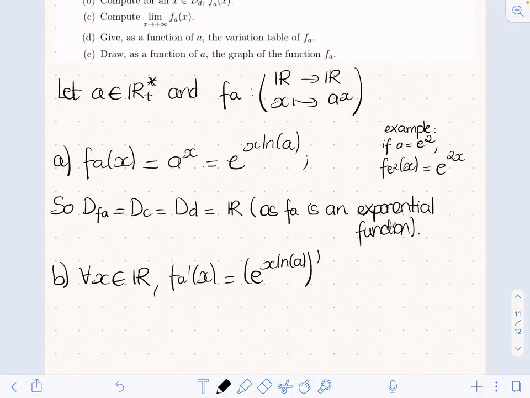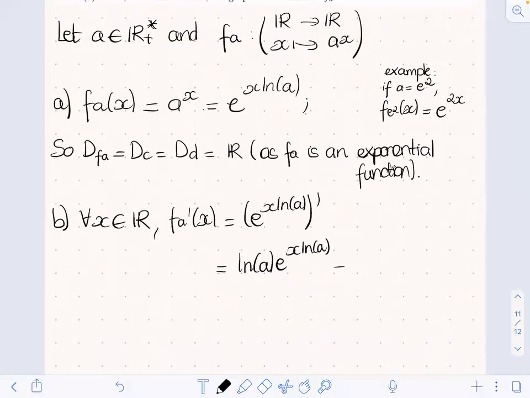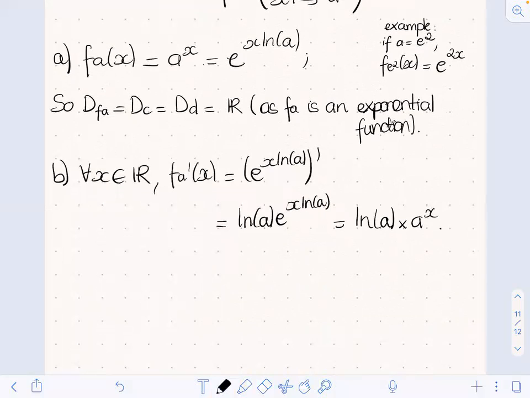Ln of a e to the x ln of a. Exactly. That's equal to ln of a e to the x ln of a. And if you want to, you can identify that this is a to the power x. So it also writes as ln of a times a to the power x. So that's the expression of the derivative, and obviously this term here is easy to analyze going forward. It's easier than the one on the right hand side.